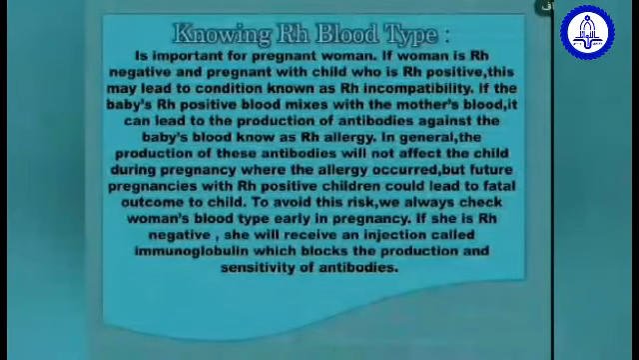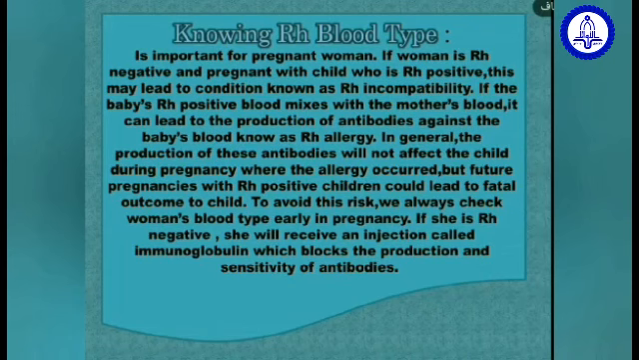Knowing Rh blood type is important for pregnant women. If a woman is Rh negative and pregnant with a child who is Rh positive, this may lead to a condition known as Rh incompatibility. If the baby's Rh positive blood mixes with the mother's blood, it can lead to the production of antibodies against the baby's blood, known as Rh allergy. In general, the production of these antibodies will not affect the child during the pregnancy where the allergy occurred, but future pregnancies with Rh positive children could lead to a fatal outcome for the child.